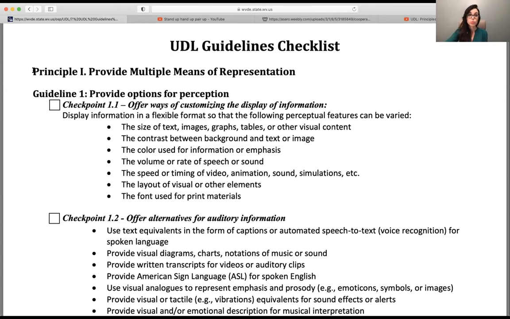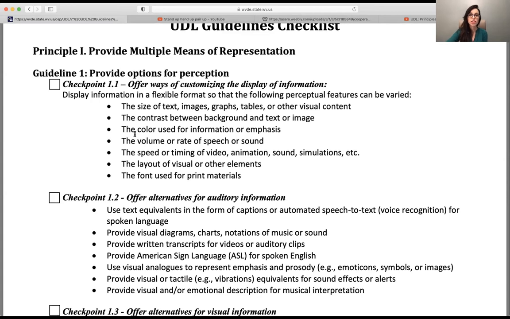So for each principle, let's just start with means of representation here. It gives you little checkpoints. As you're teaching, you're asking yourself, okay, am I doing this? Am I displaying information in a flexible format so that the following perceptual features can be varied? Then you can think about it and say, okay, do I have some different images, graphs, tables, either visual content, some videos? Do I have any of this in this lecture?